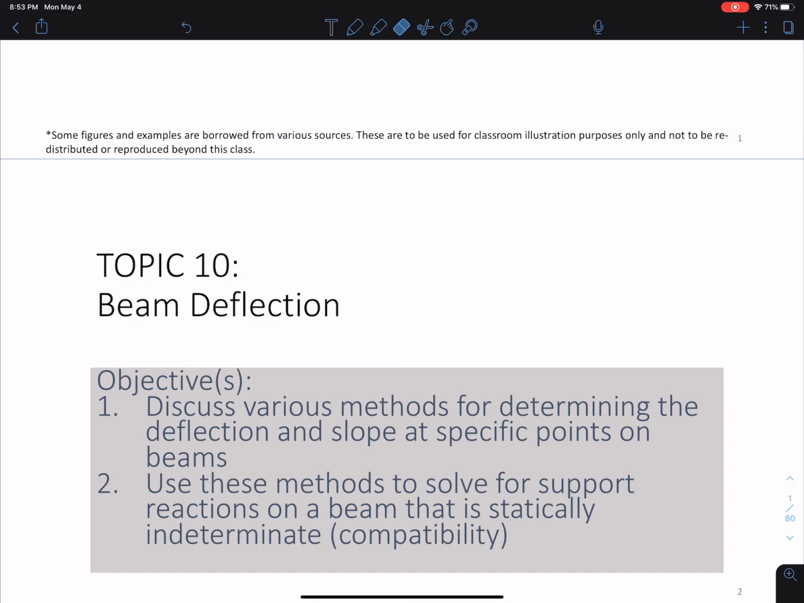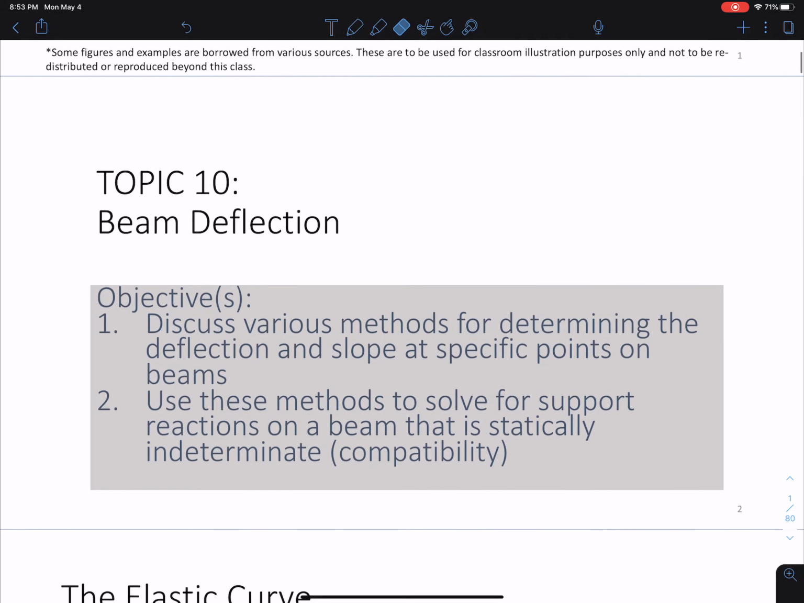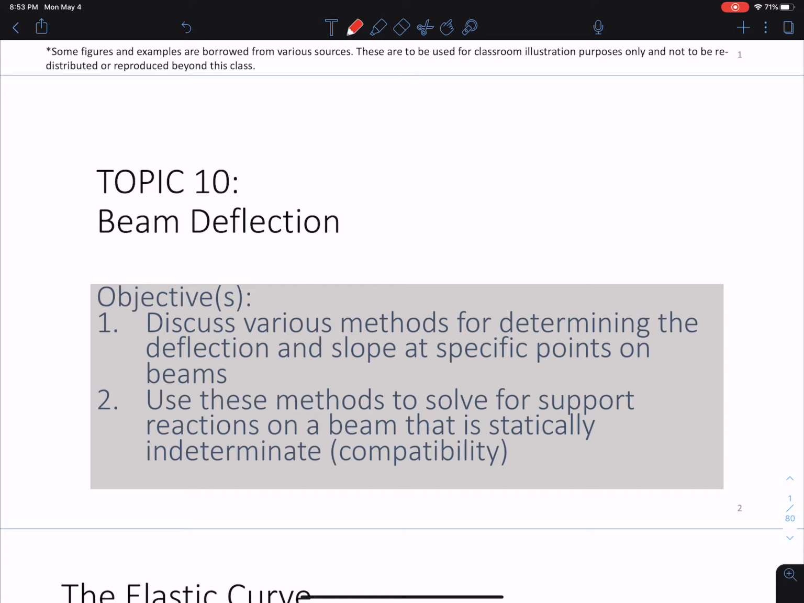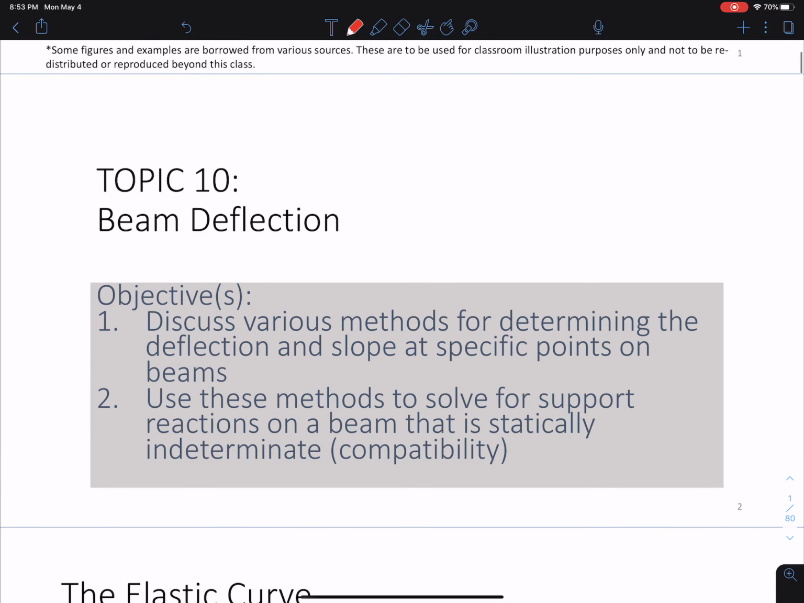All right, guys, so we're going to start topic 10, beam deflection, which is going to be the last topic that I post. And if you got these slides from Titanium, make sure you download them after this video is posted because I changed the slides a little bit. I added some information, took out some unnecessary information. So just so that we're all using the same slides, make sure you download them now.